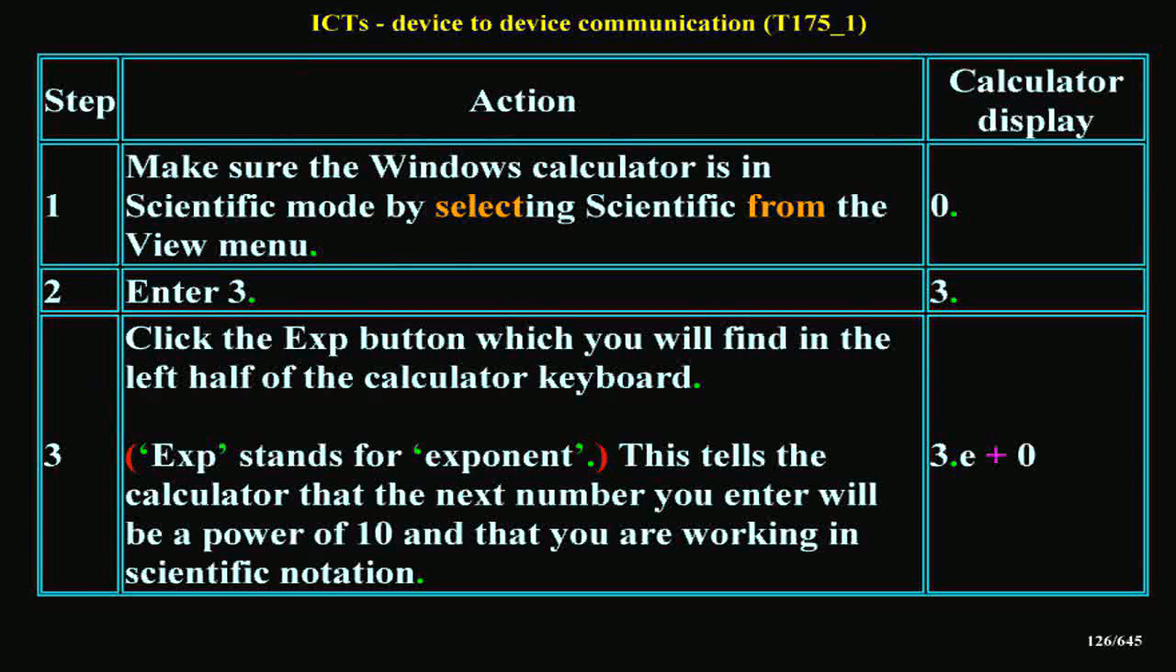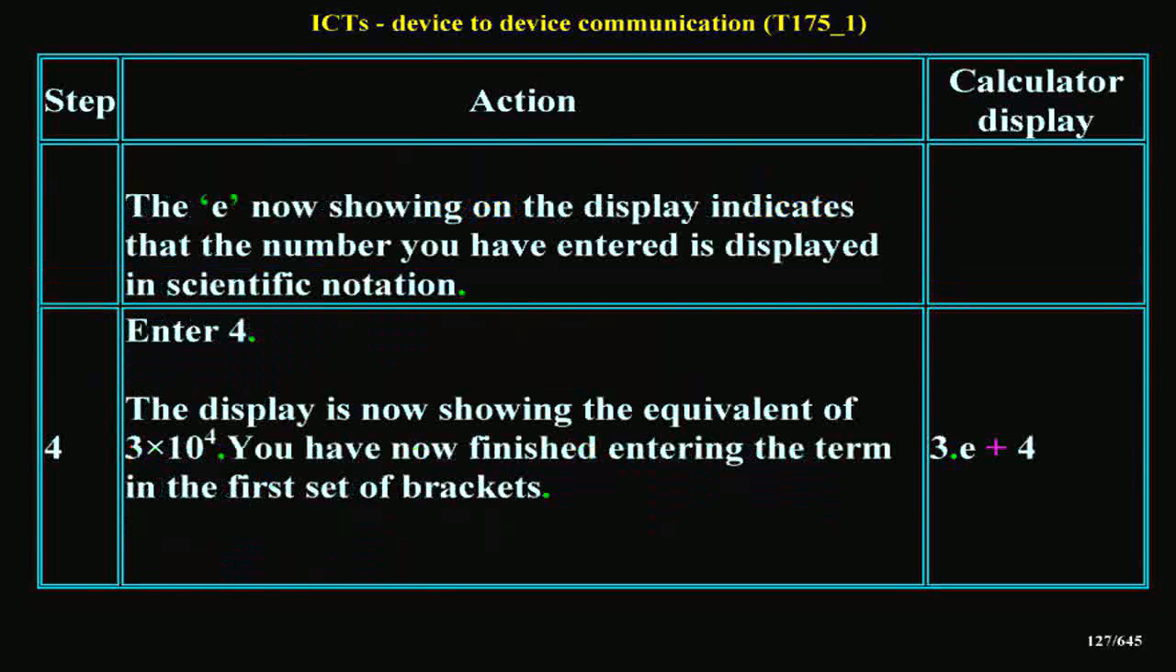This tells the calculator that the next number you enter will be a power of 10 and that you are working in scientific notation. The E now showing on the display indicates that the number you have entered is displayed in scientific notation. 3. E plus 0 for enter 4. The display is now showing the equivalent of 3 × 10^4. You have now finished entering the term in the first set of brackets.